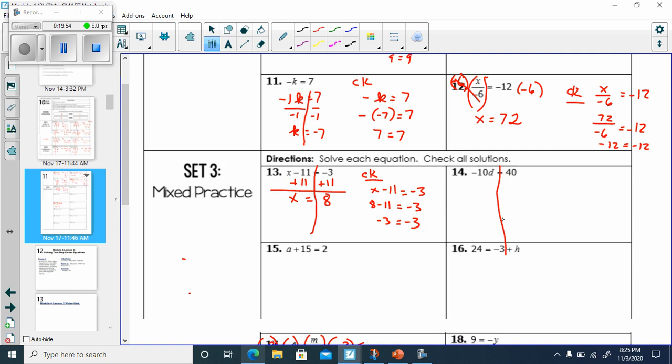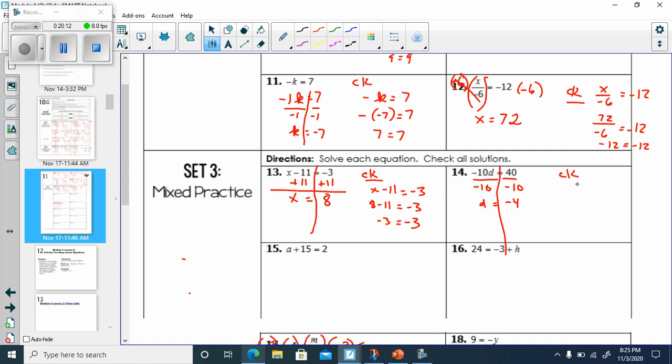On this one, I've got negative 10 times d equals 40. The opposite of multiplying by negative 10 is to divide by negative 10. That would mean d is equal to 40 divided by negative 10, which is negative 4.